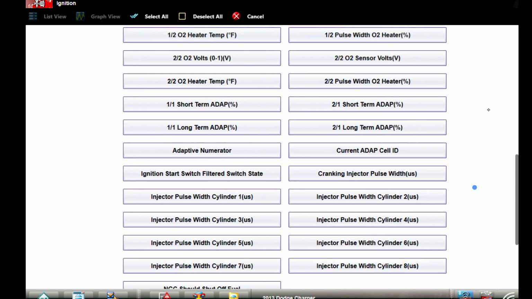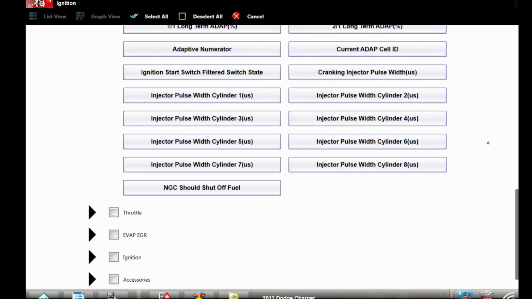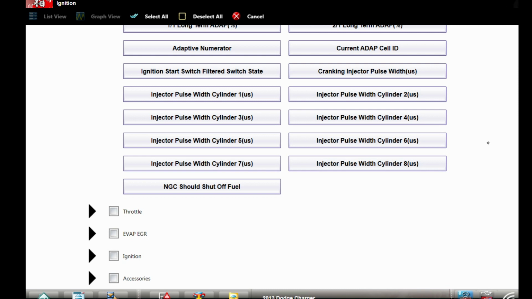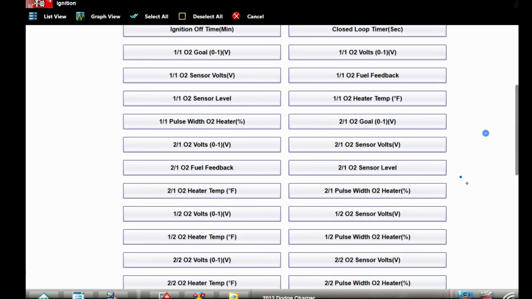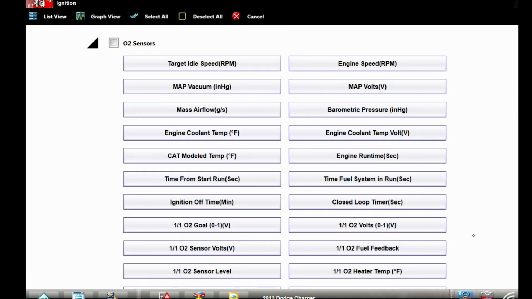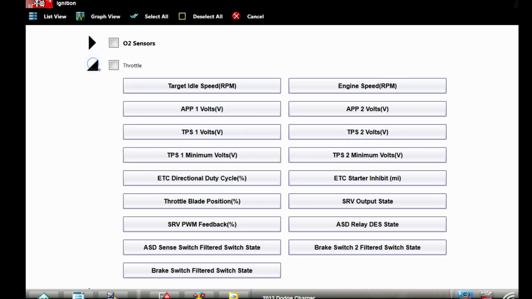because I have a no crank. Now, one thing I do see at the bottom here is NGC, New Generation Controller, which is the Chrysler PCM for this particular vehicle, should shut off fuel. I do care about that because if it does say we should shut off fuel, I'm going to want to know why, and that'll give me a direction there. So we do have one good data PID, not something I would expect to see under O2 sensors, but, you know, these things happen.